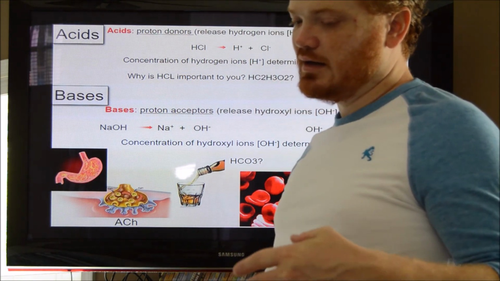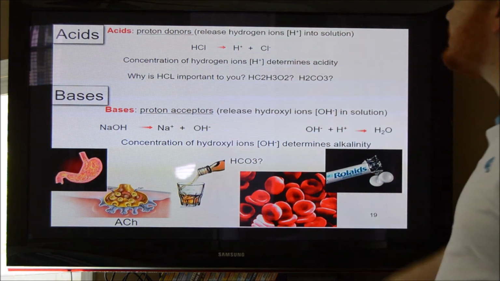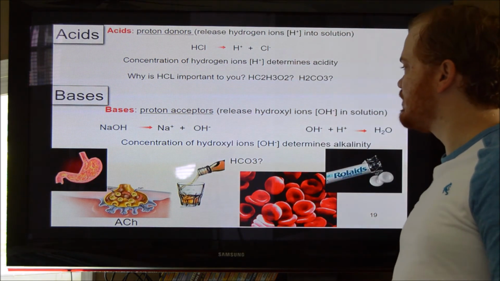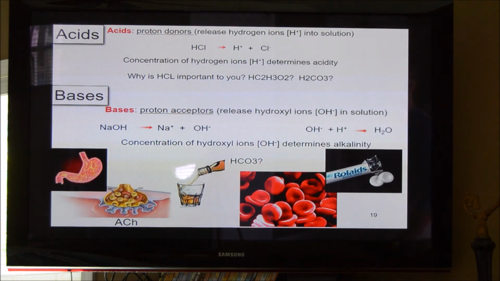Acids are, well, hang on, we'll talk about pH in a second. And then there are bases. Bases are proton acceptors. They are going to release what are called hydroxyl ions, OH groups, when placed in solution. Your body uses both acids and bases constantly for general function.